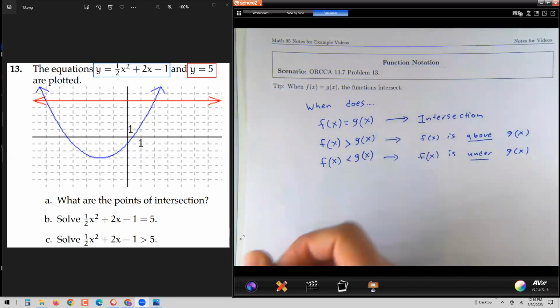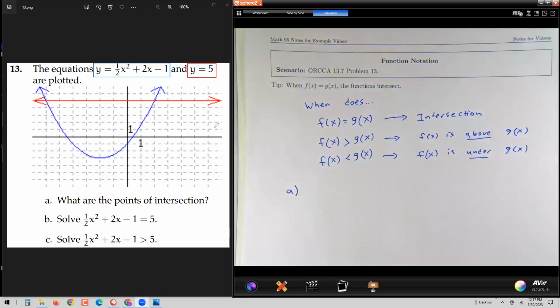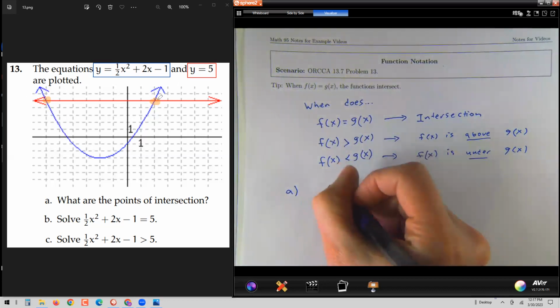So in this problem from the Orca textbook, part A, it's asking for the points of intersection. And there are 2 points of intersection. There's one here and there's one here. I'm going to write these things as points. So this meets at an x value of 2, and it meets at a y value of 1, 2, 3, 4, 5. And it has to be a y value of 5 because this red line has y values of 5. So I have 2, 5 as one of my points of intersection.